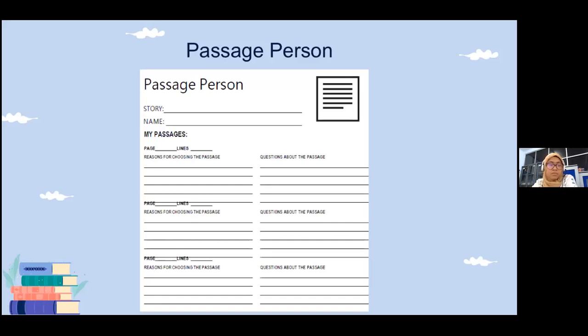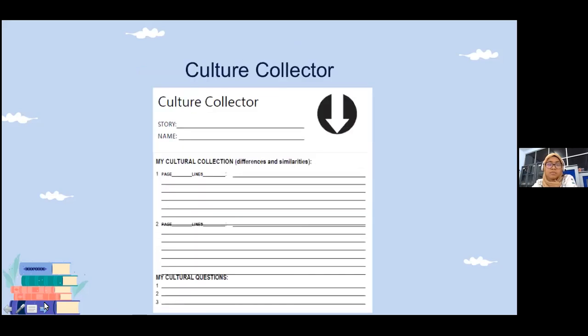A passage person will be responsible to find important, interesting, or difficult passages. She or he makes notes about at least 3 passages that are important for the plot or that explain the characters or that have very interesting or powerful language. And the last one is culture collector.